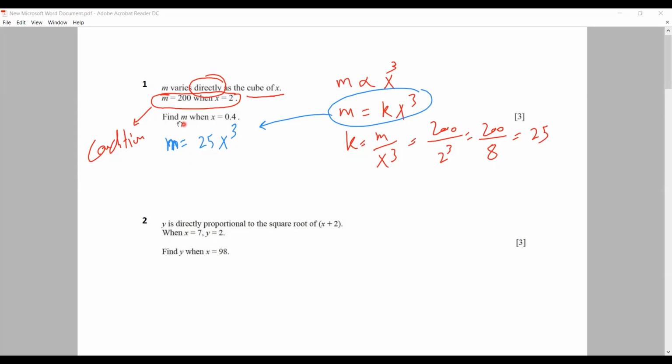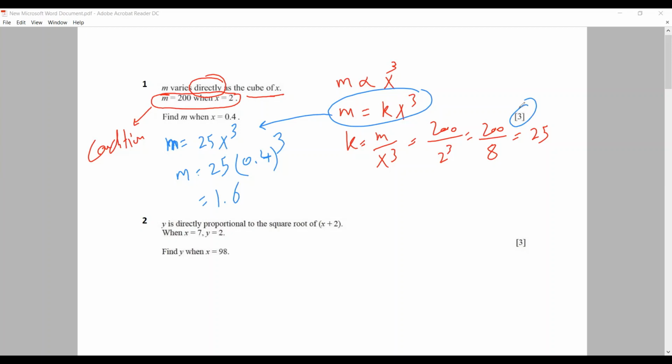If one of them is provided, in this case, x is provided, and I have to find m. So just substitute, x is 0.4 raised to the power of 3. So the answer is actually 1.6 right there, 1.6. As simple as that, it carries 3 marks.